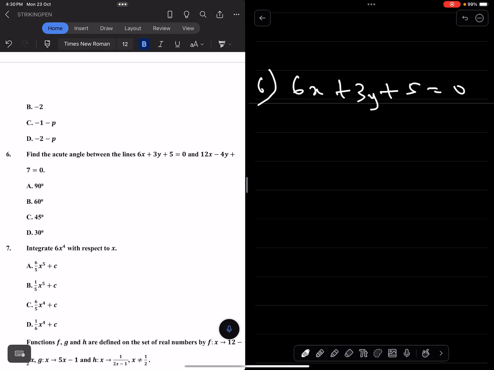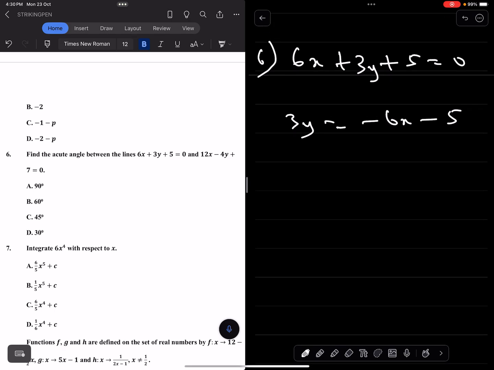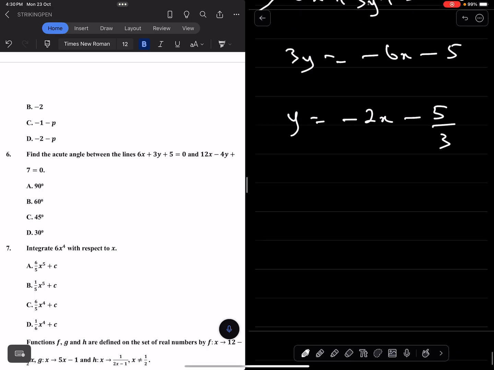Let me find the gradient of this line first of all. To find the gradient, all I need to do is to make y the subject of the formula, and that's going to be 3y equals minus 6x minus 5. Now if I divide through by 3, I'm going to get y equals minus 2x minus 5 over 3. So that simply means the gradient of the line is minus 2. That's the coefficient of x. Let me call it m1.